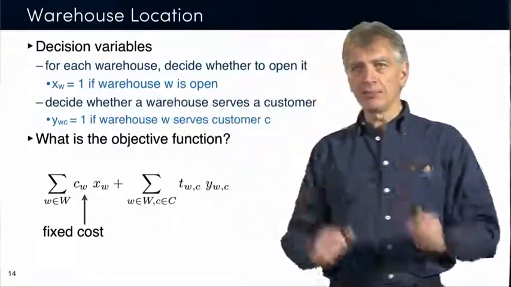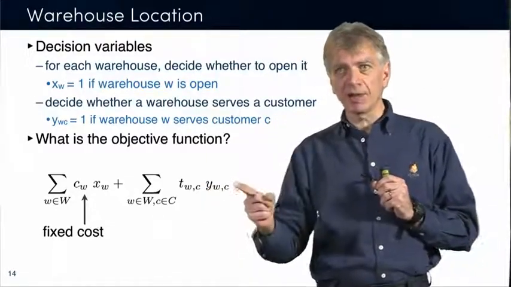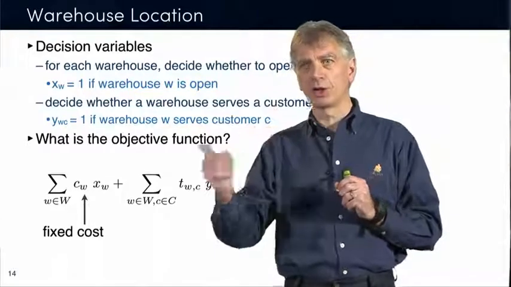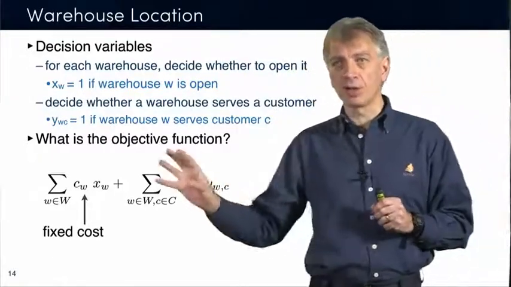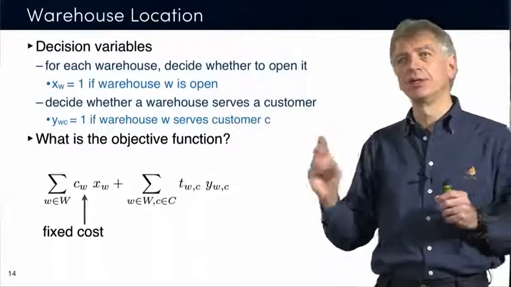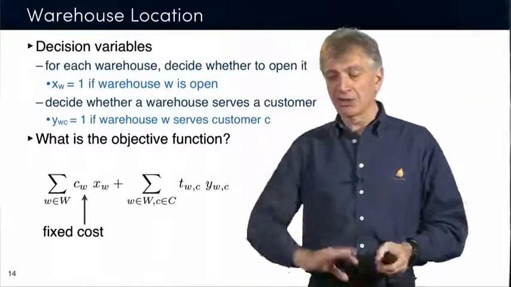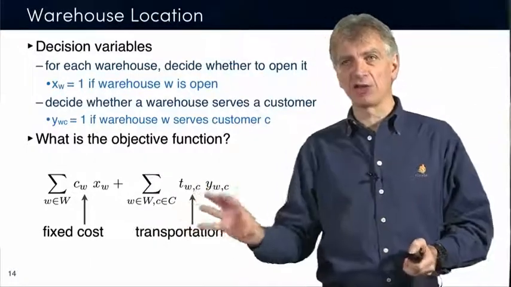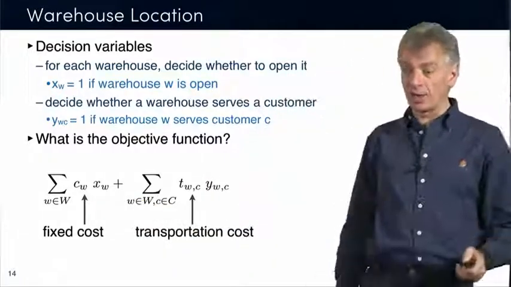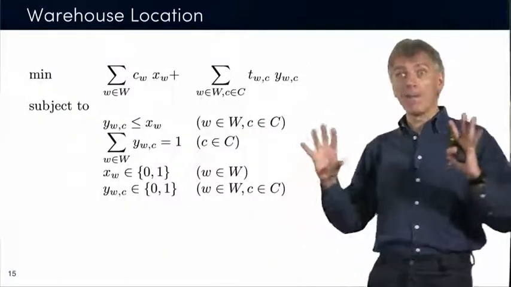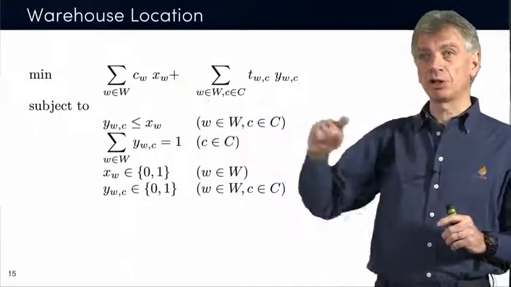We look at the pair WC, and if W is serving C, that variable Y is going to be 1. So we want to incur the transportation cost TWC. Of course, if the variable Y is 0, then essentially there is no cost incurred. These two things are not connected. So fixed cost, transportation cost. We have the objective function, and we have the entire model. So this is the entire MIP model for warehouse location. Objective function, fixed cost, variable cost.